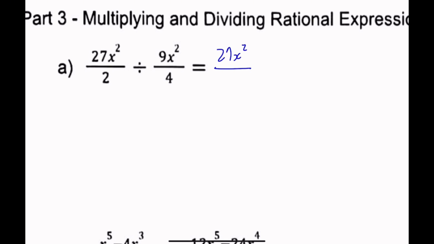27x squared over 2, and then times, this gets reciprocaled. So it's gonna be 4 over 9x squared. And so these cancel to make 3 and these cancel to make 2. So it's just gonna be equal to 3 times 2, which is 6. 6 is our answer.